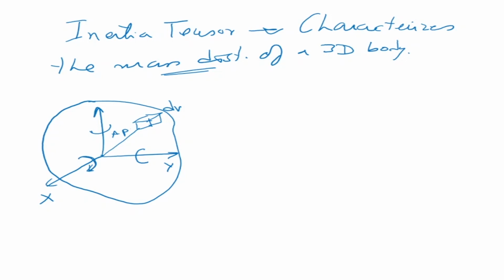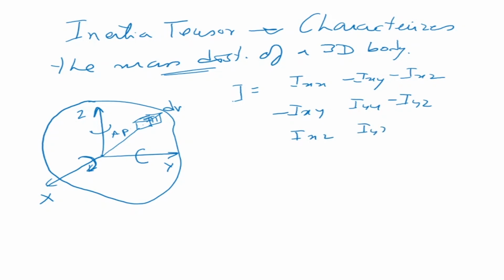So if it is rotating about the x-axis, then how much moment will be required? It will depend on where the location of this dV is on this body, right? Similarly, when it's rotating about y or about z, it will be different. So the mass distribution of the body is defined as the matrix Ixx, minus Ixy, minus Ixz; minus Ixy, Iyy, minus Iyz; minus Ixz, minus Iyz, Izz. This is the way it is defined.